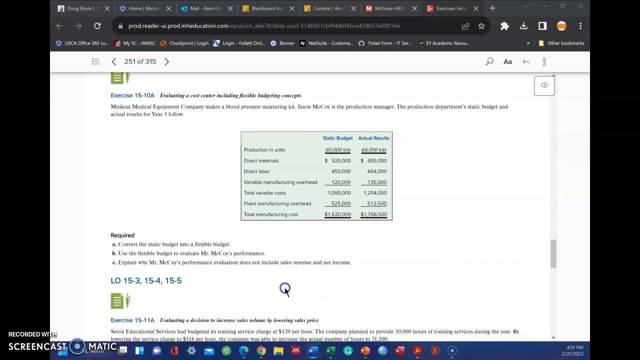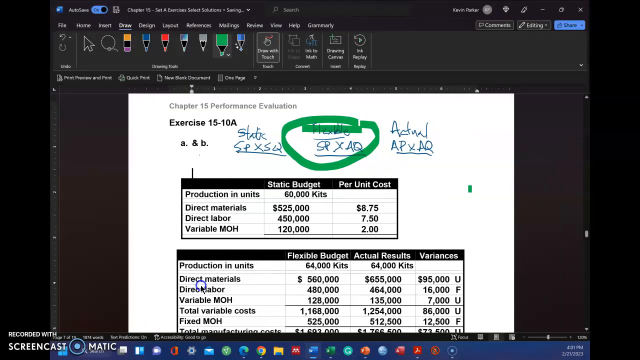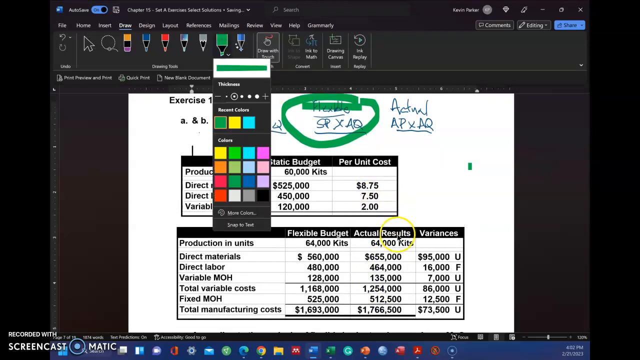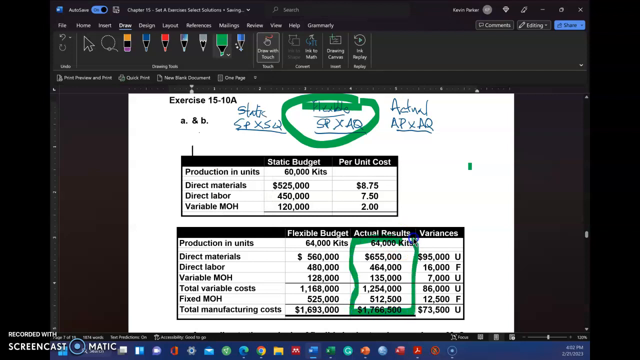All right, I sent the solutions over to the other screen. Here we go. So 525,000, the cost given from the problem in the book, divided by 60,000 is 8.75. Direct labor, total 450,000, divided by 60,000 gives you 7.50, and variable overhead the same way too. These are your variable costs, and that's why we could do what we did. Actual results were given, so this whole column right here, I'm just going to put a green line around it, is given to us. As you work it, manually or in Connect, just be very cognizant: don't reinvent the wheel. This is already given to you.